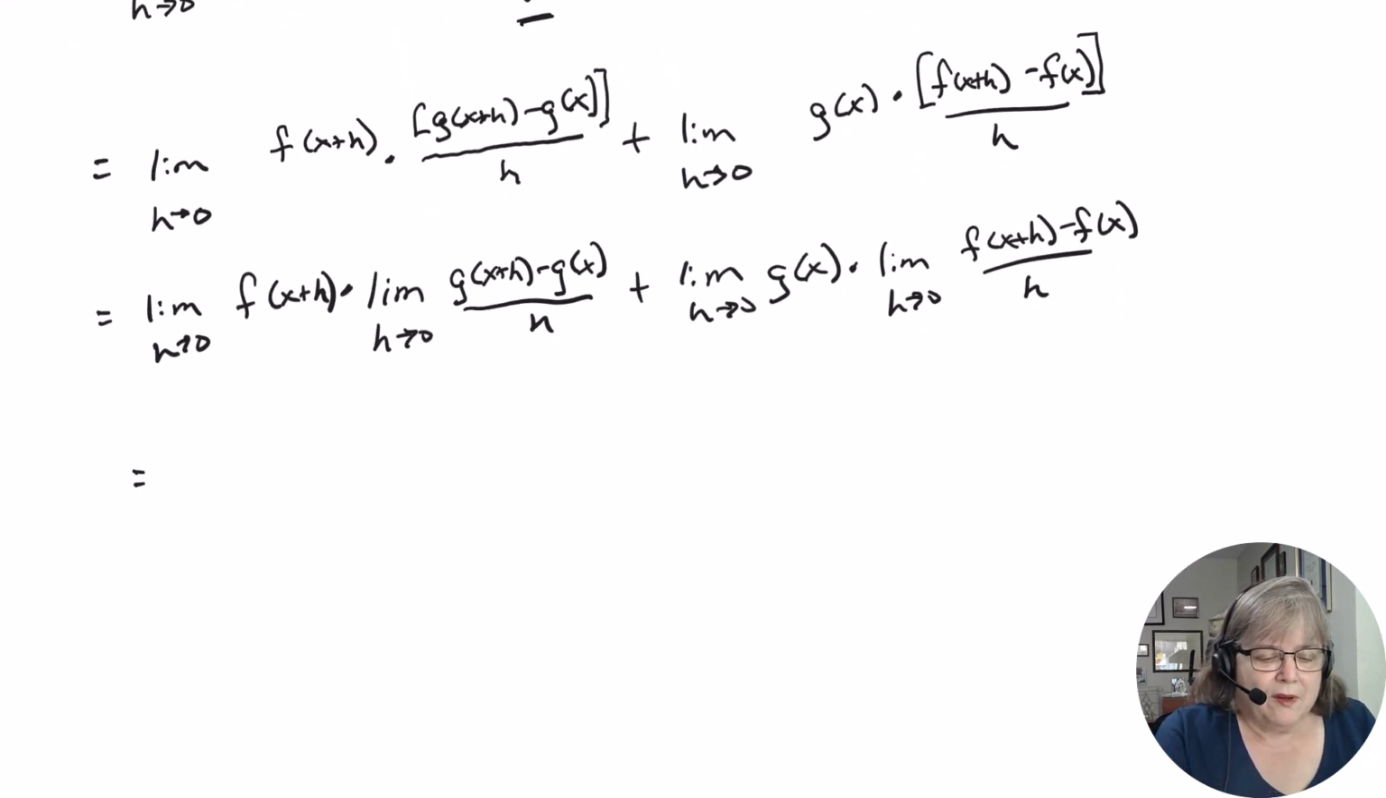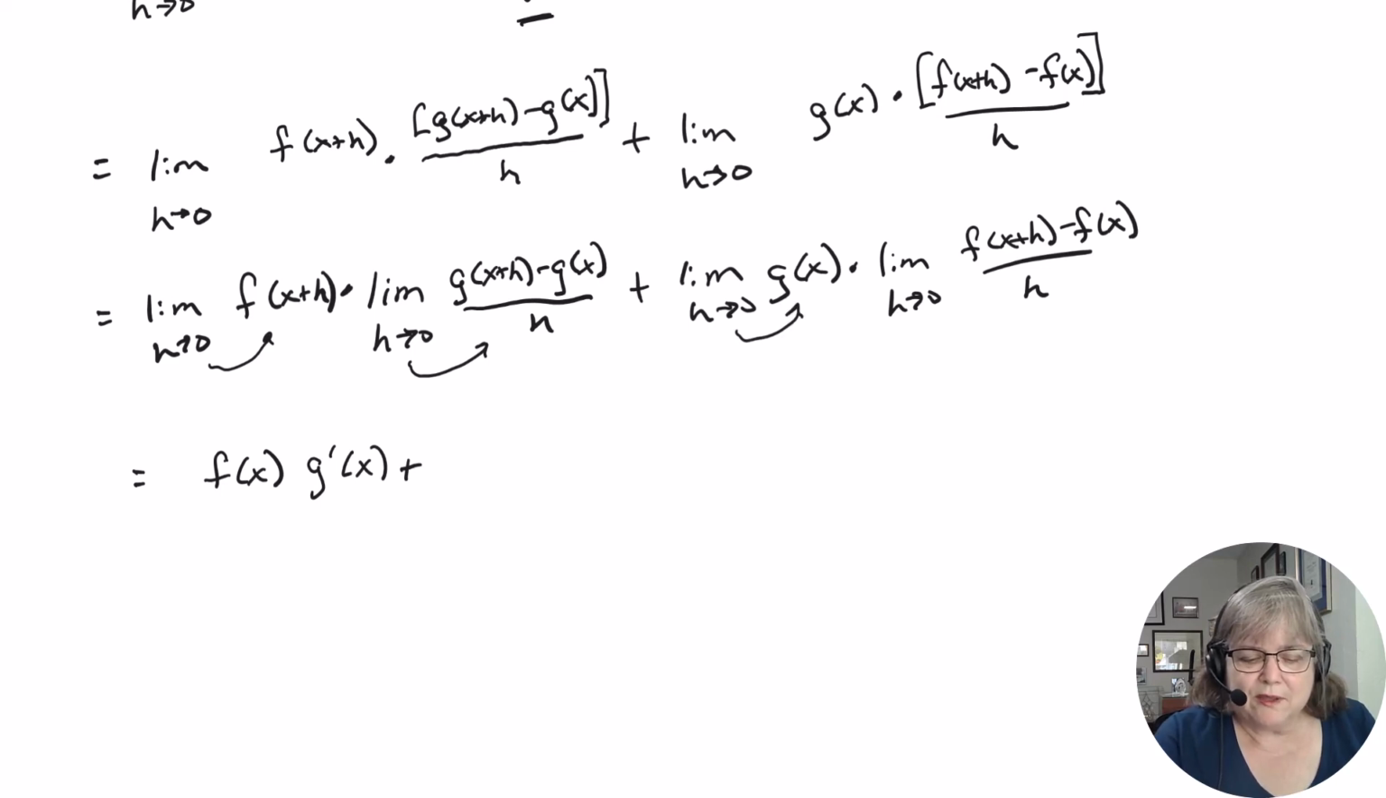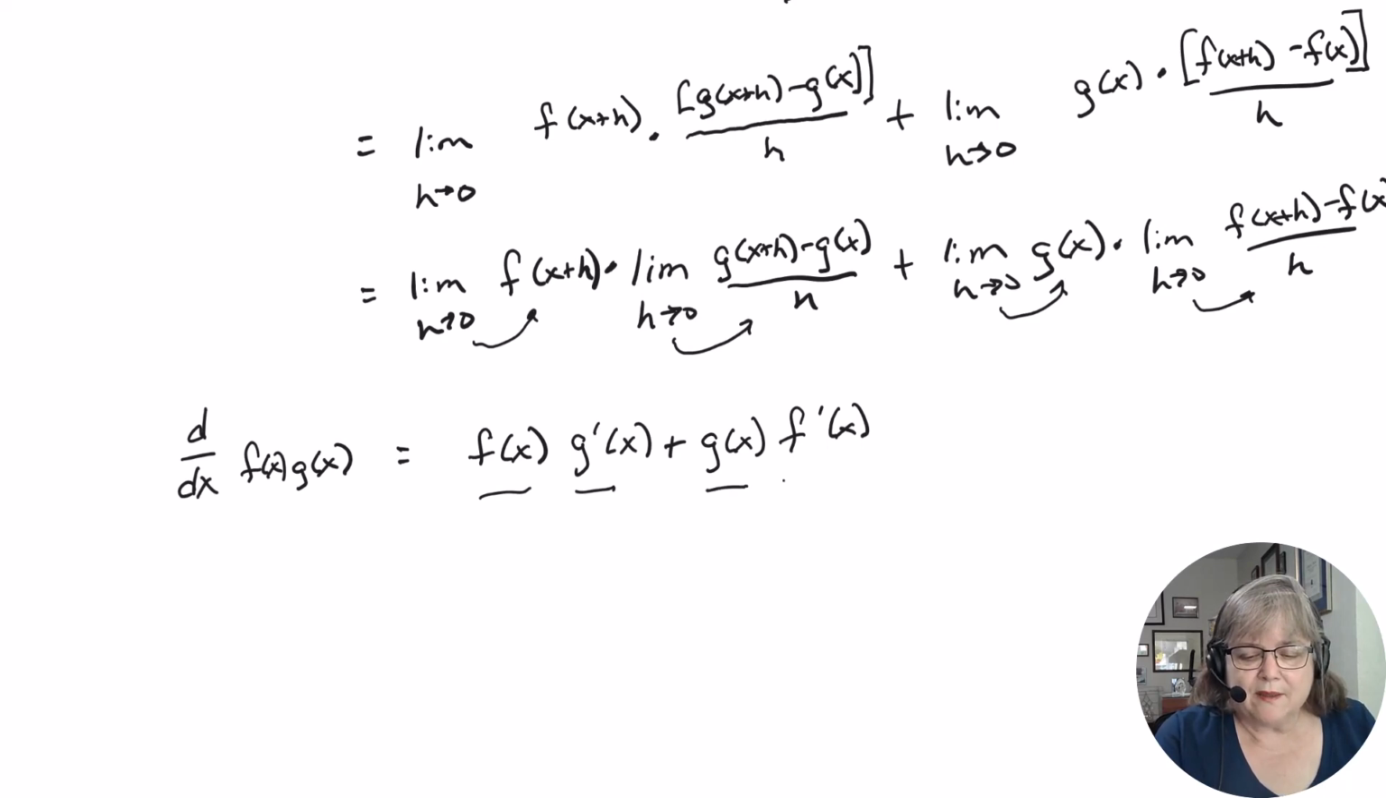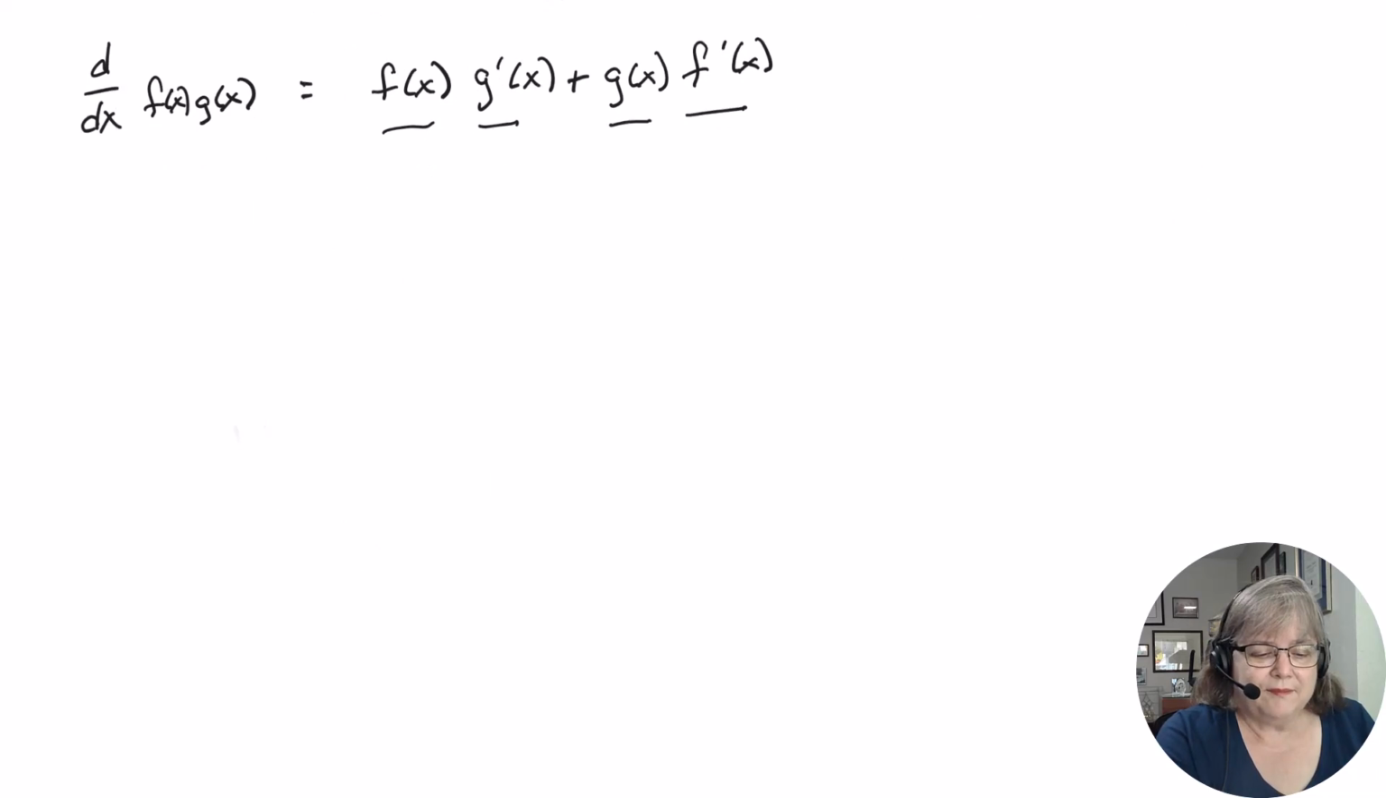Now, so, excuse me. So the limit as h goes to 0 of f of x plus h is just f of x. And the limit as h goes to 0 of g of x plus h minus g of x over h is the derivative of g. The limit as h goes to 0 of g of x, well, there's no h to go to 0, so it's just g of x. And the limit as h goes to 0 of f of x plus h minus f of x over h is f prime of x. So the derivative with respect to x of f of x times g of x is the first times the derivative of the second plus the second times the derivative of the first. Okay? One more to go.